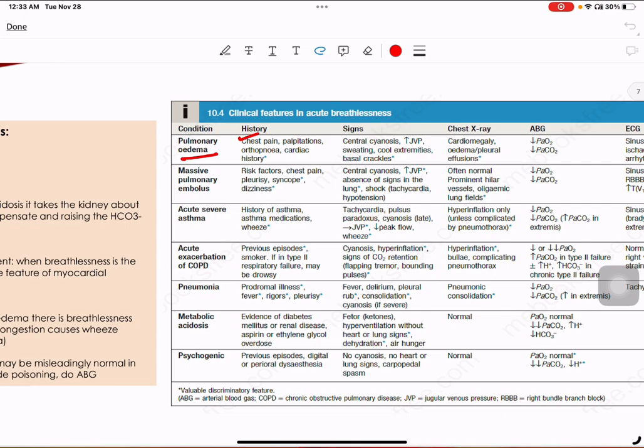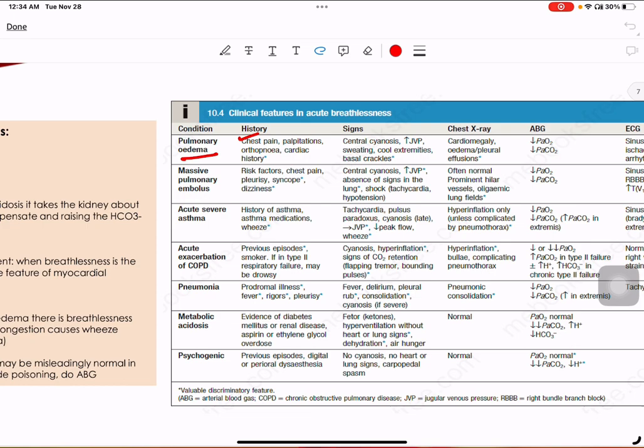And what is the history of massive pulmonary embolus? Massive pulmonary embolus may have some risk factors like DVT and prolonged immobilization, or there may be some history of drugs like the oral contraceptive pill, or the patient may have a history of thromboembolic disease.